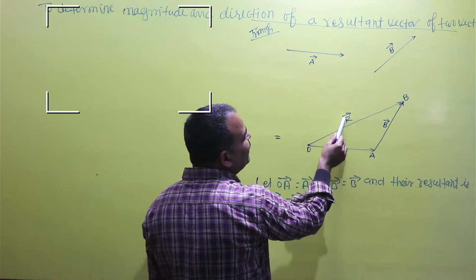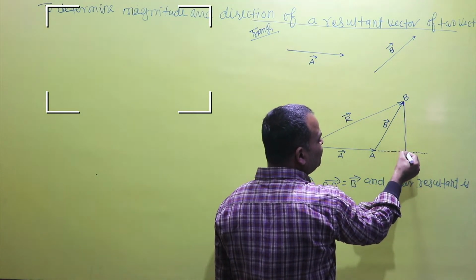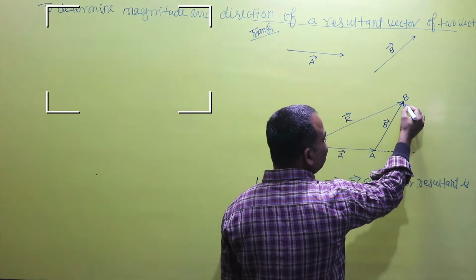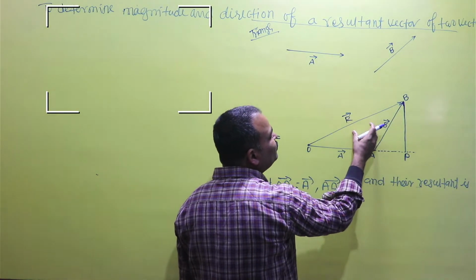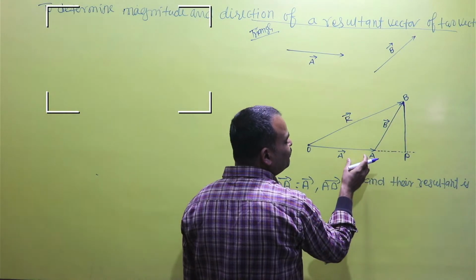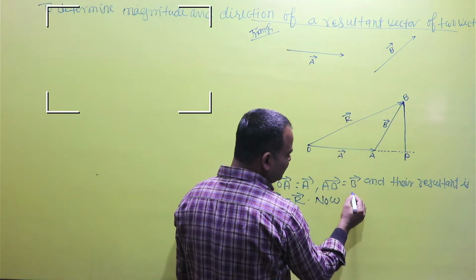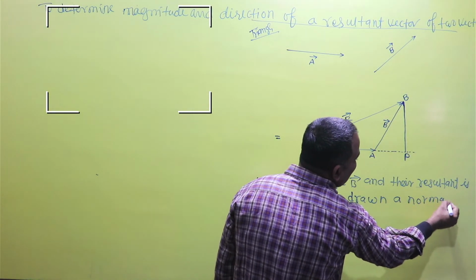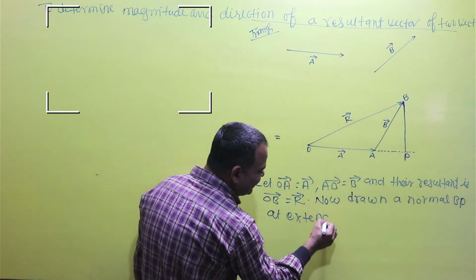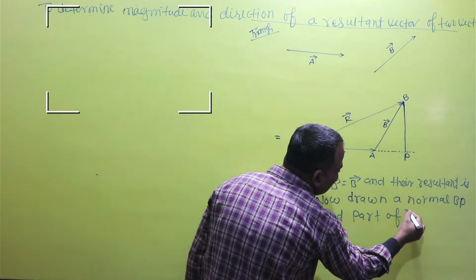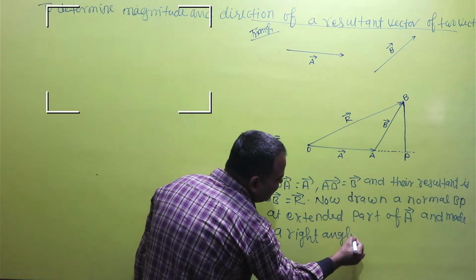So to determine the value of vector R, we extend vector A and draw a normal BP at the extended part of vector A. Now the triangle OBP is a right angle triangle and we can use the Pythagoras theorem, H square is equal to P square plus B square, and determine the value of R. So now we have drawn a normal BP at the extended part of vector A and made a right angled triangle.